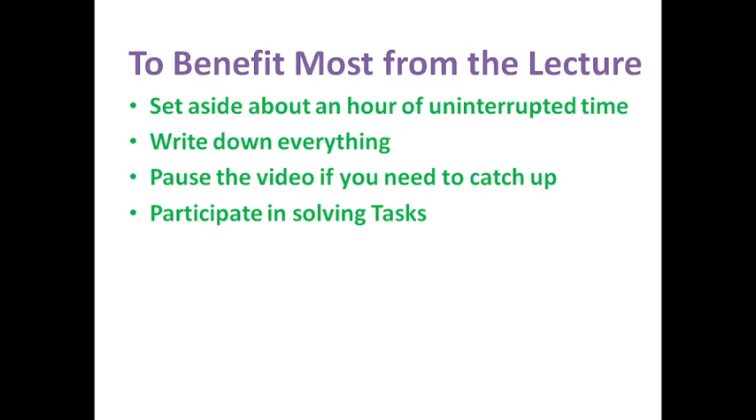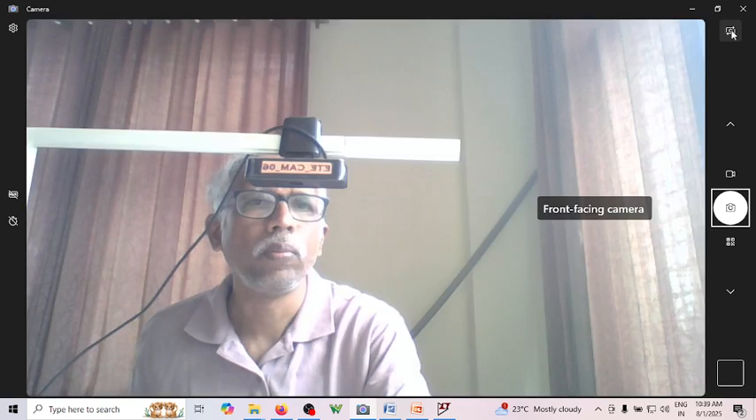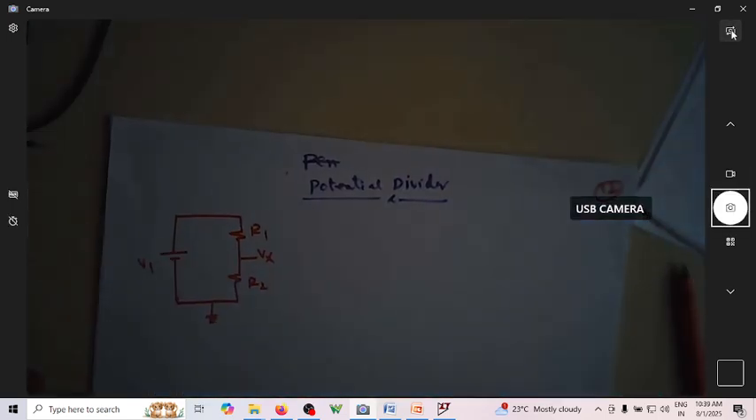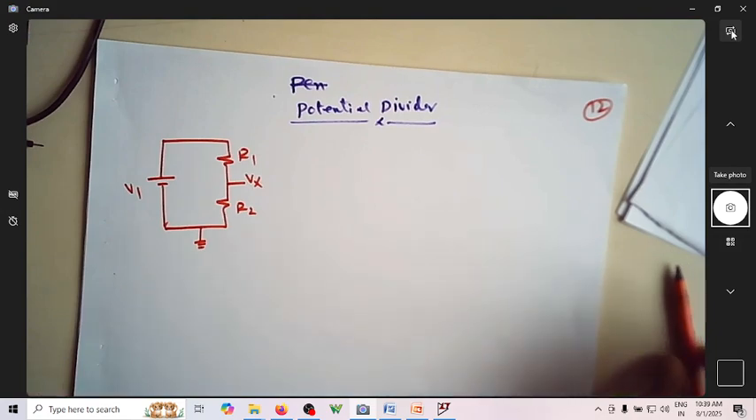Okay, we'll start with the usual thing. This is the circuit we are considering.